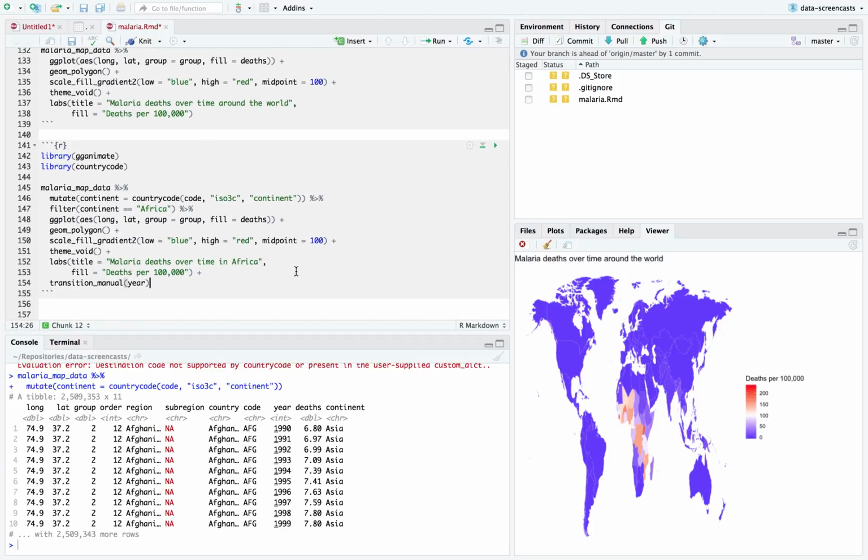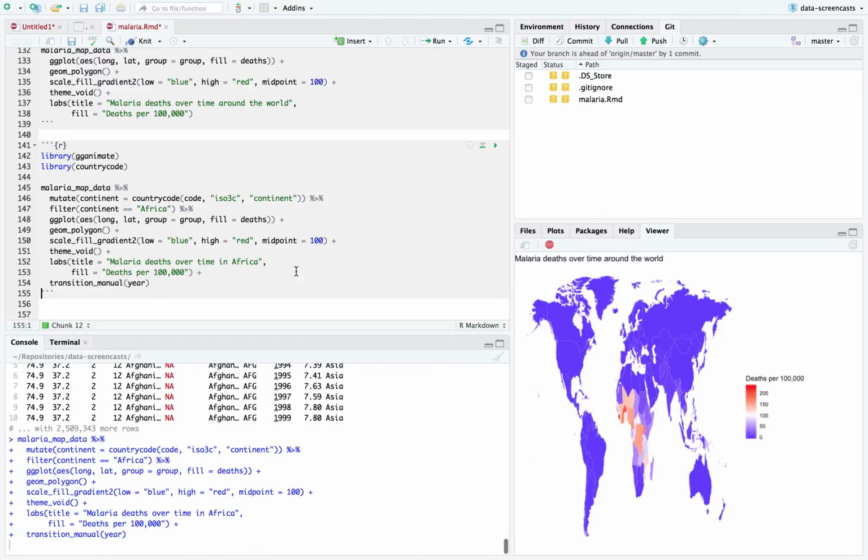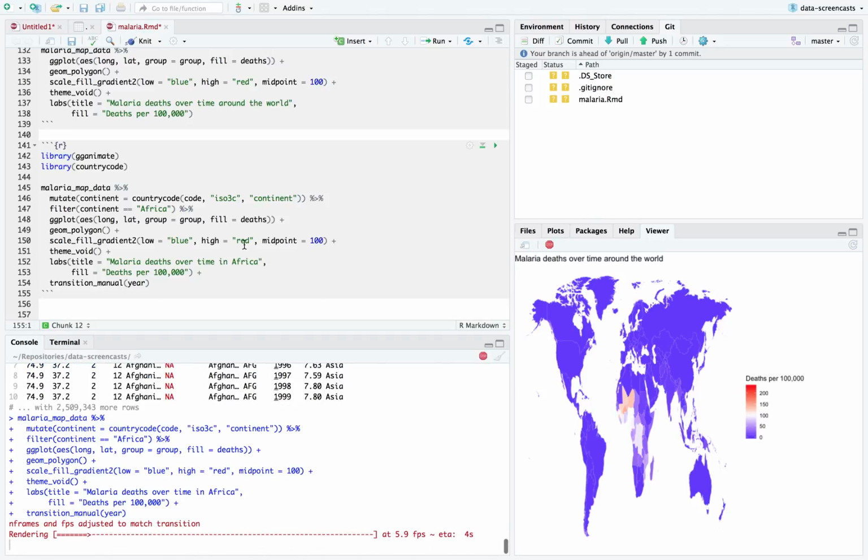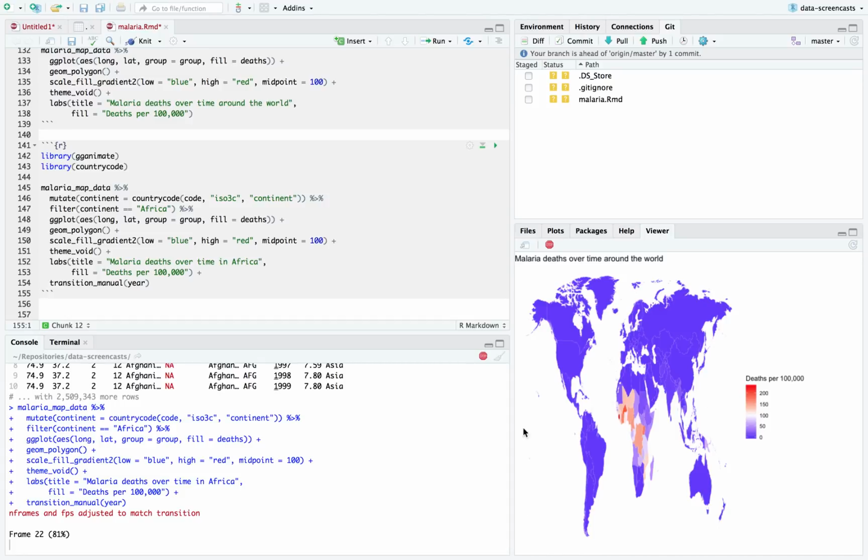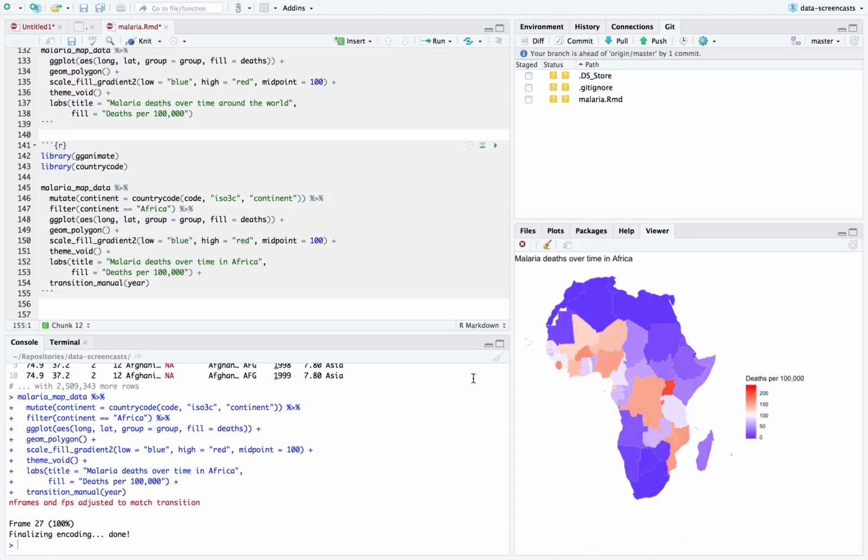We zoom in more in the areas that show the most variability in terms of malaria deaths. Also a little bit faster to graph. It's not graphing all of these countries that generally aren't changing. All right. I think that's a pretty good graph to end on.